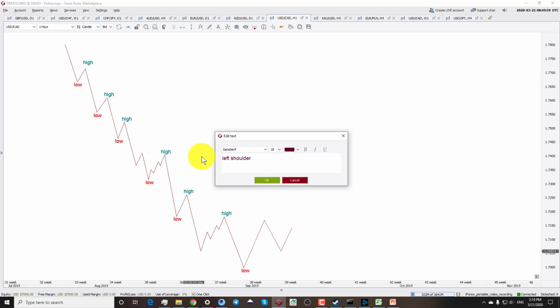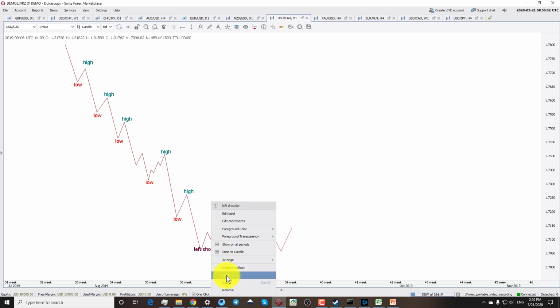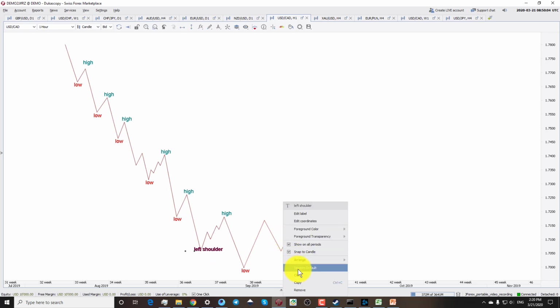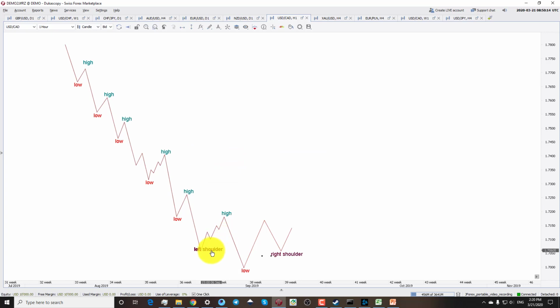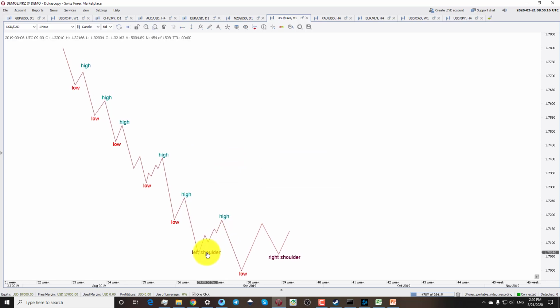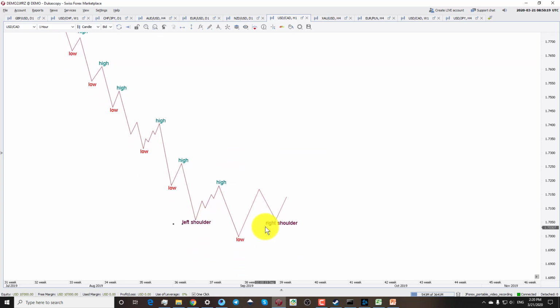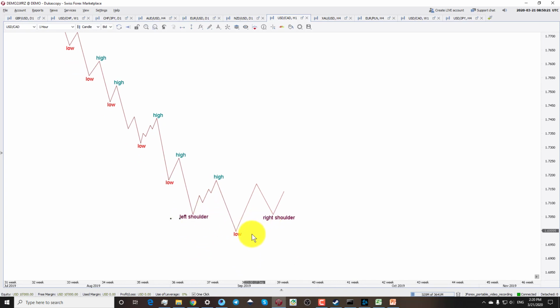Left shoulder, okay, and right shoulder. So now we have the higher lows we have formed, and the one which is to the left of this lowest low, we have named the left shoulder, and the one which was on the right side of this lowest low, we have named the right shoulder.